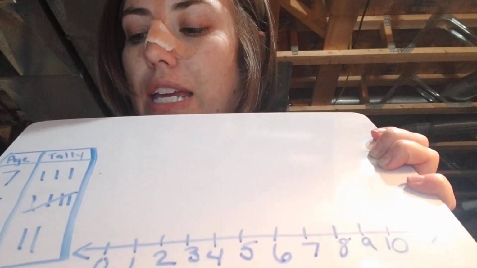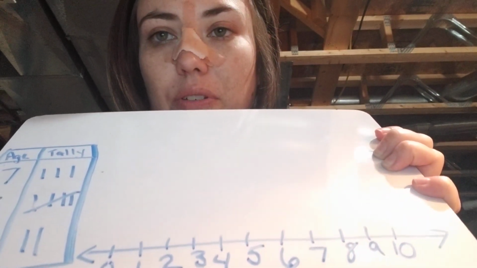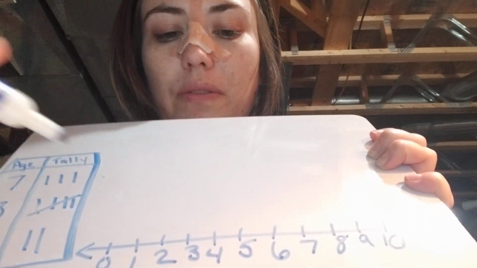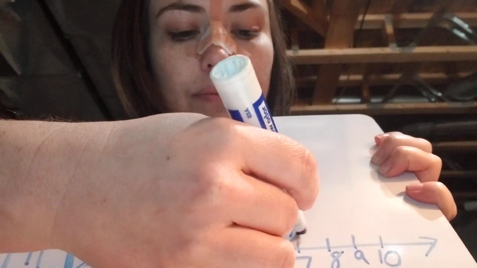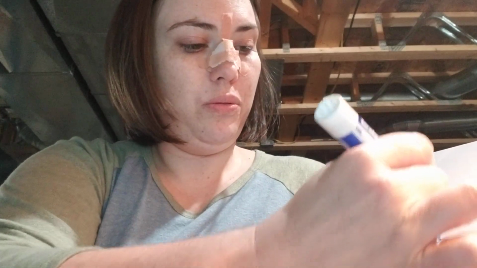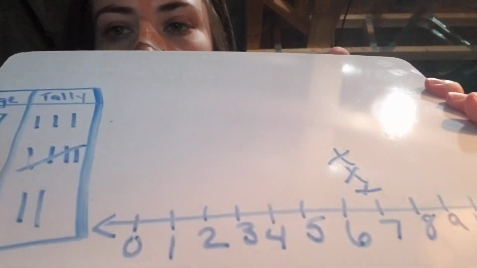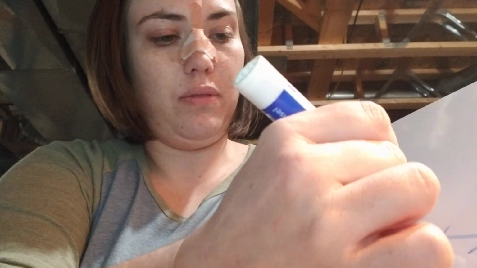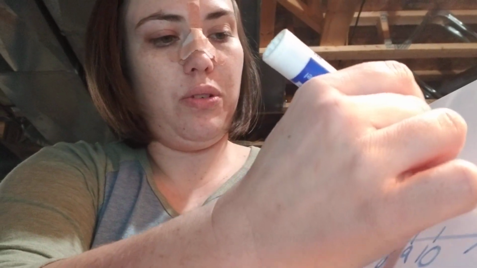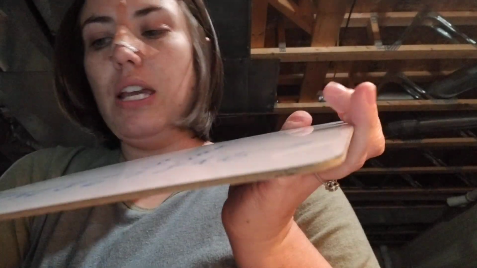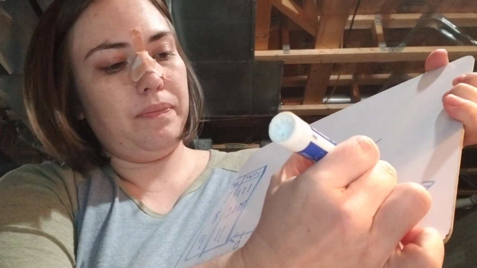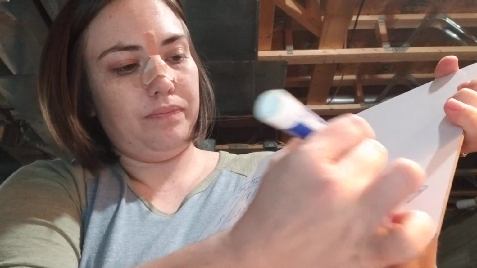Okay, so if I want to make a line plot for the 7-year-olds, there were 3 of them. So I'm going to make 1, 2, 3 X's above the 7. Then if I want to do 8-year-olds, I have 5 8-year-olds. 1, 2, 3, 4, 5. 5 8-year-olds. And then I had 2 9-year-olds. Okay, so that is my line plot.